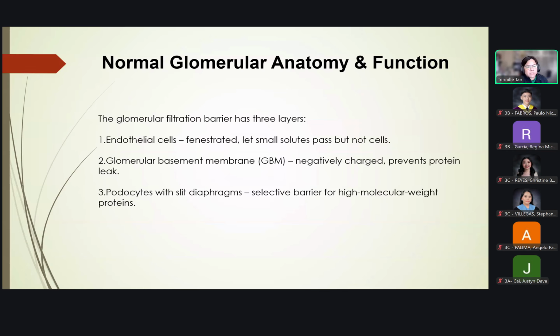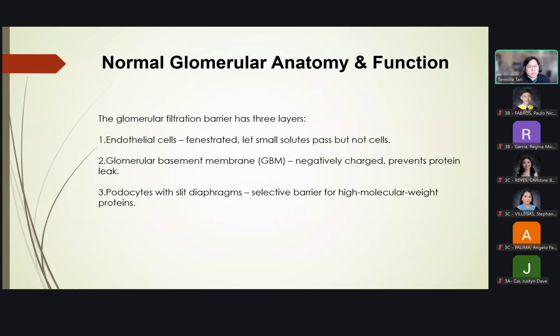So the glomerular filtration barrier has 3 different layers. Depending on which area is damaged with your glomerulonephritis, the manifestations of disease will depend on which of these layers has been affected. So number 1, it's the endothelial cells. It's fenestrated typically, and they let small solutes pass, but not cells.